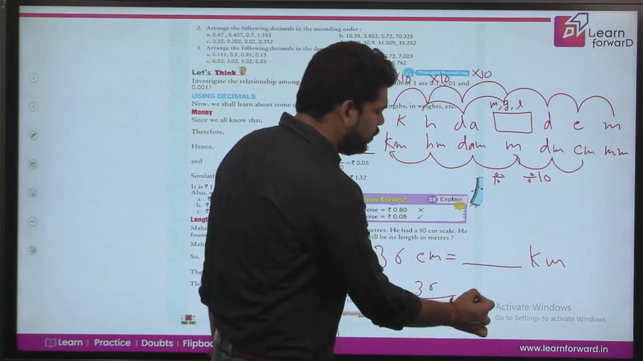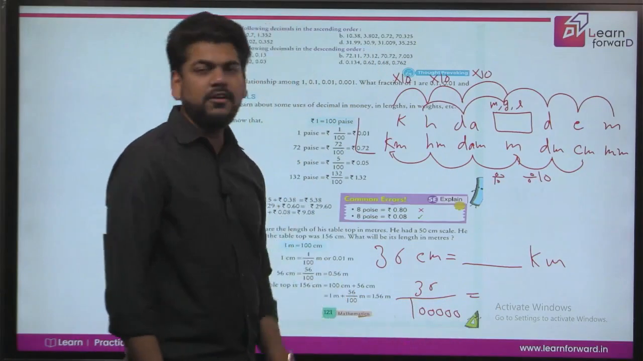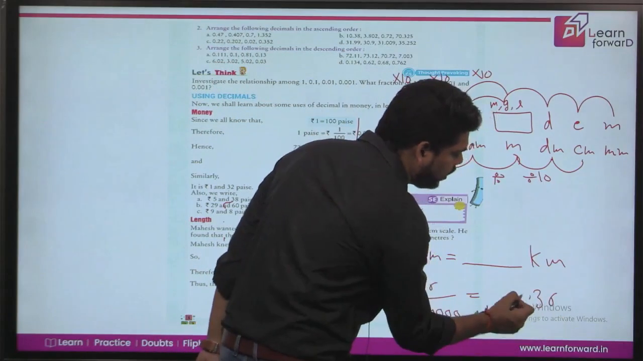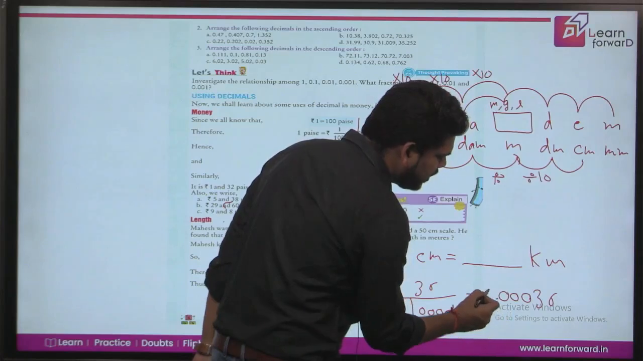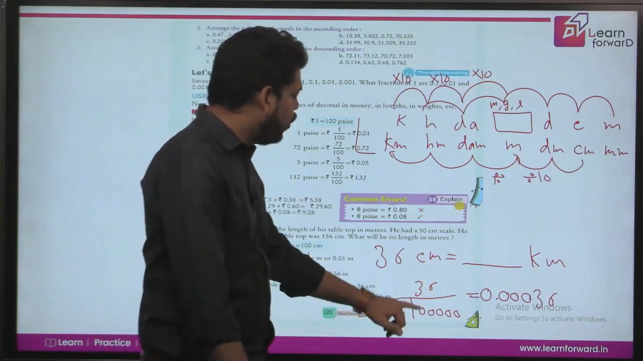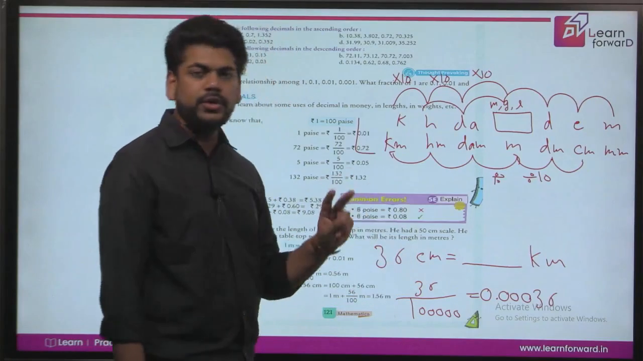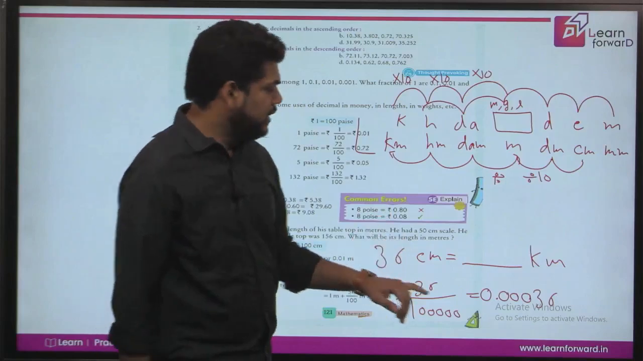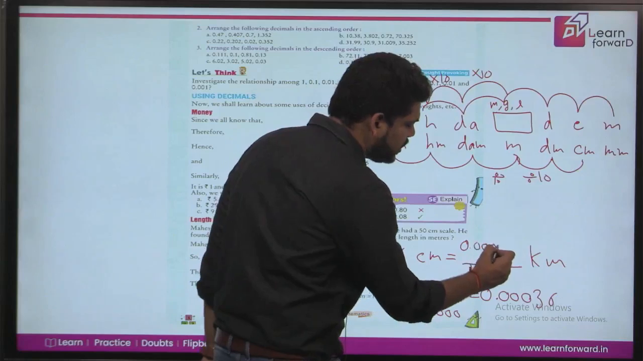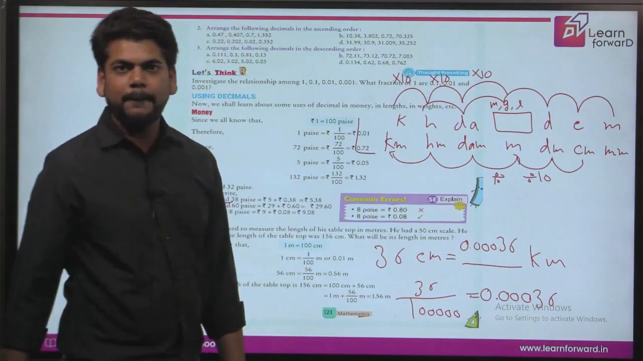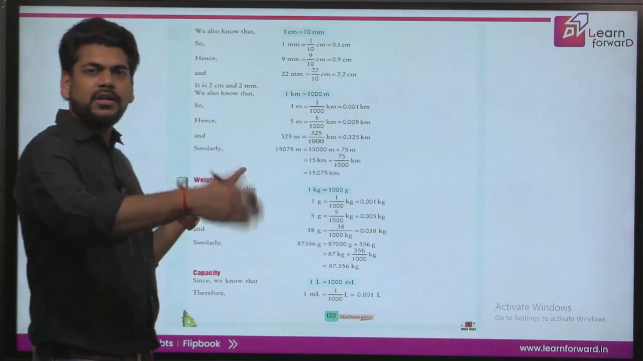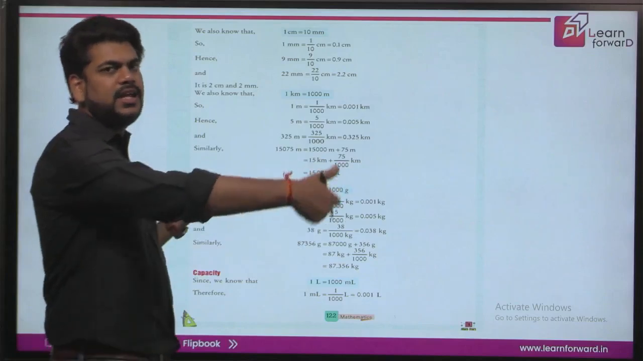Now you must know how to convert them in the decimal form. How many zeros are there? 5. We already have 2 digits. So how many are left? 3. 1, 2, 3, decimal 0. I am again telling you, how many zeros are there in denominator? 5. We want to convert in decimal form. In numerator we have 2 digit number. So out of 5, 2 are there, rest 3 are 0 and we'll put the decimal. So the answer is 0.00036 kilometer.